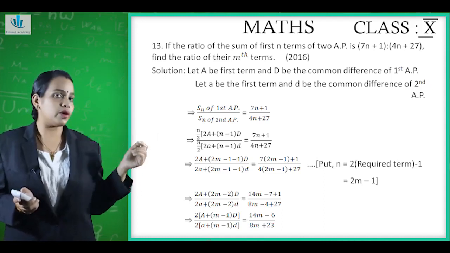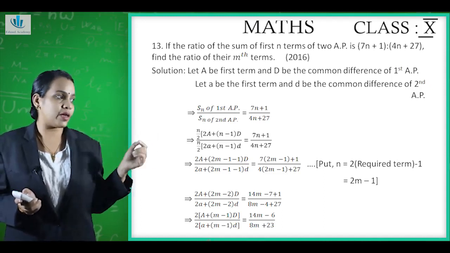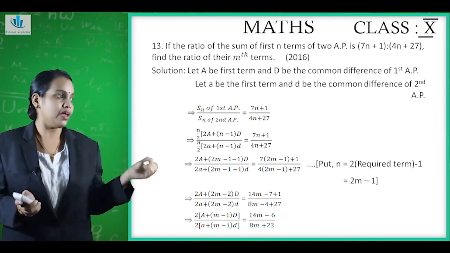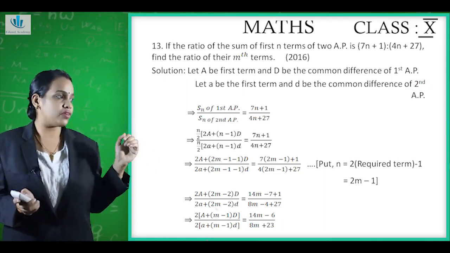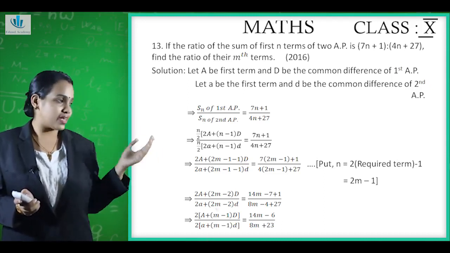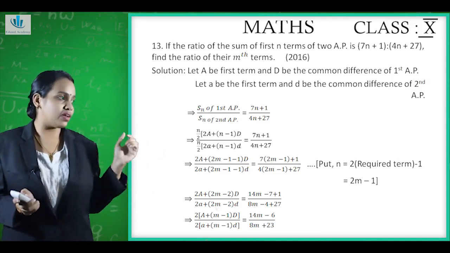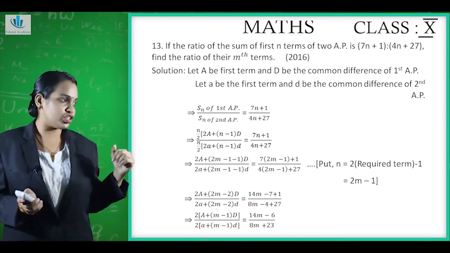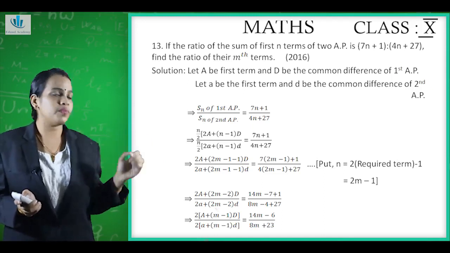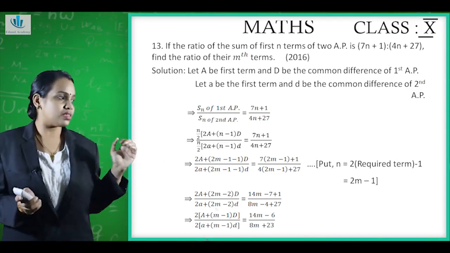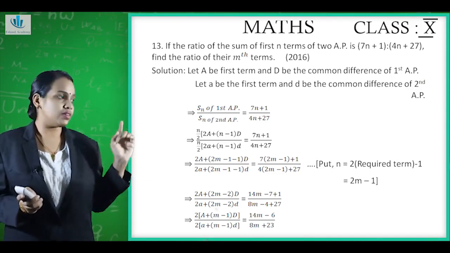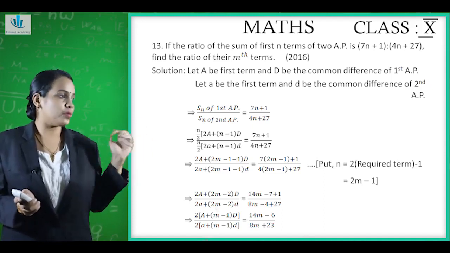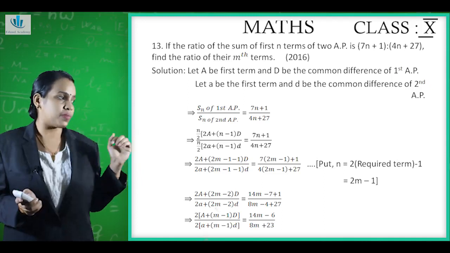So what we will do, we will put the first AP and second AP with a and d, that is the first term of the first AP we will put as capital A, and the common difference of the first AP as capital D, and for the second AP we will put the first term as small a and the common difference as small d. Now it is said that it is in the ratio, so we will write it in ratio form. Sn of first AP upon Sn of second AP is equal to 7n plus 1 upon 4n plus 27. Now we will put the formula of Sn for the first AP and second AP.